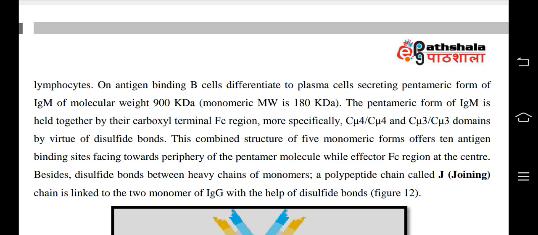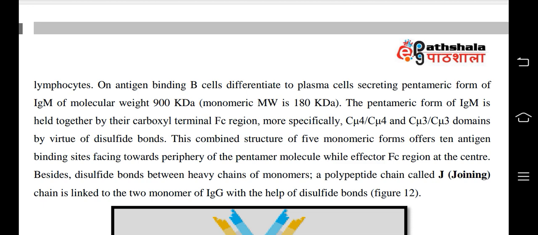The pentameric form of IgM is held together by their carboxyl terminal Fc region, more specifically the C-mu4 and C-mu3 domains, by virtue of disulfide bonds. This combined structure of 5 monomeric forms has 10 antigen binding sites facing towards the periphery of the pentamer molecule, while the effector Fc region is at the center.